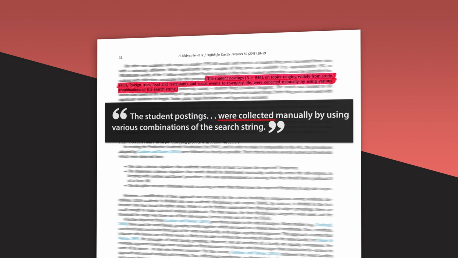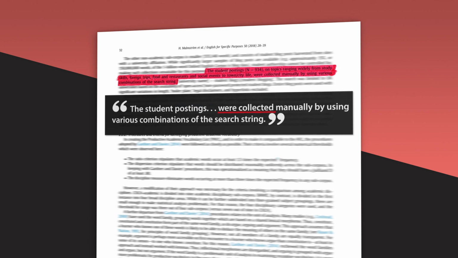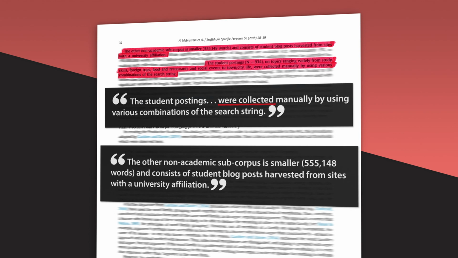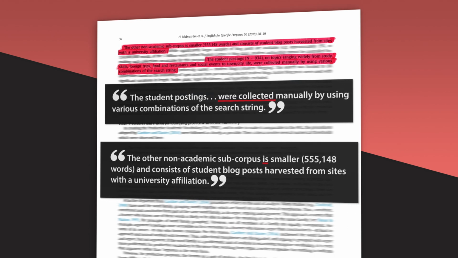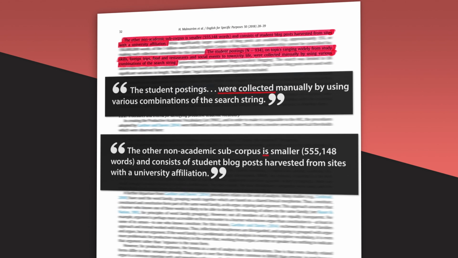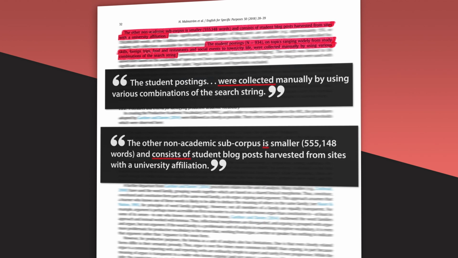And as we saw with introductions, there are some common patterns of language which support them. First, the descriptions of what the researchers did are in the past tense. The student postings were collected manually by using various combinations of the search string. However, the descriptions of the existing resources are in the present tense. The other non-academic subcorpus is smaller, 555,148 words, and consists of student blog posts harvested from sites with a university affiliation.